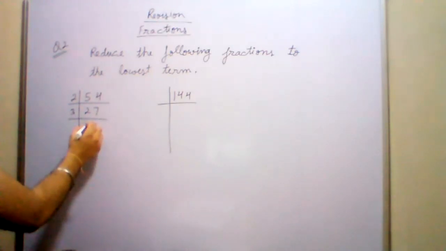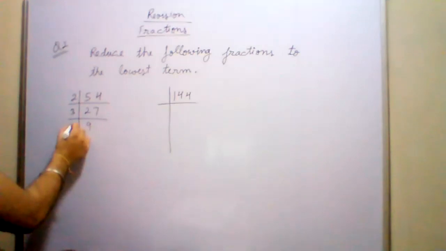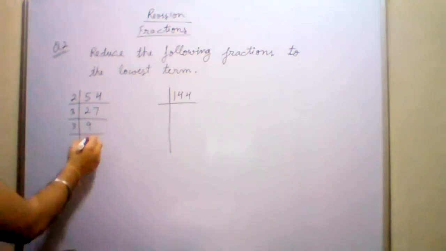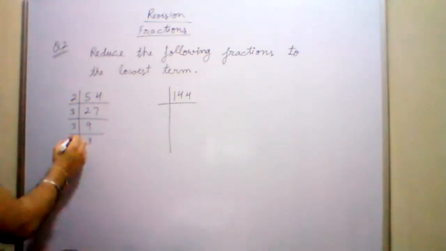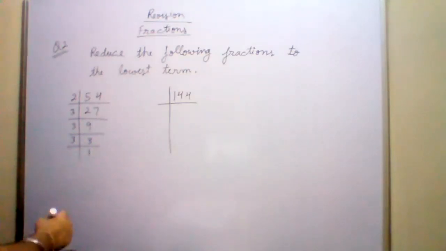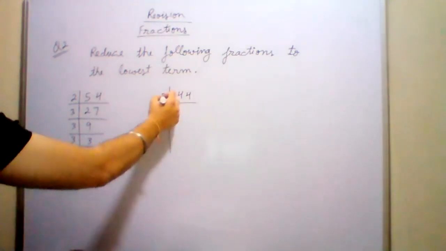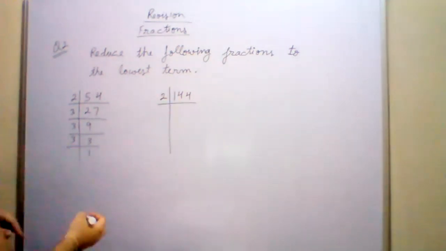27 divided by 3 is 9. 9 is also divisible by 3. Again, you will divide by 3, so you get 3. Then again we will divide by 3, you get 1. For 144, first we will divide by 2 because it is divisible by 2.